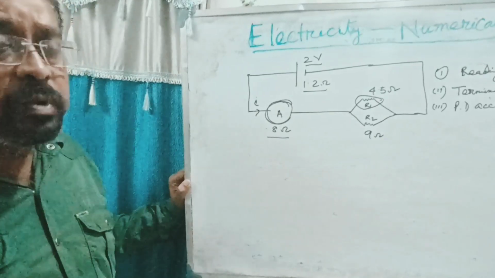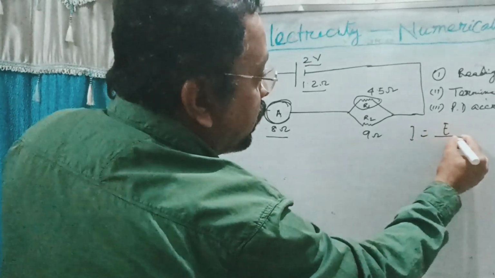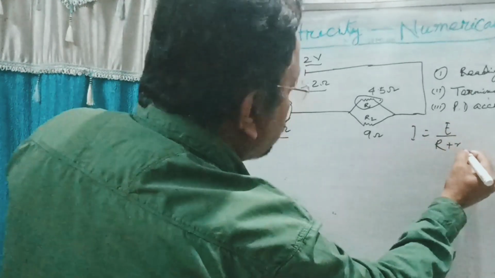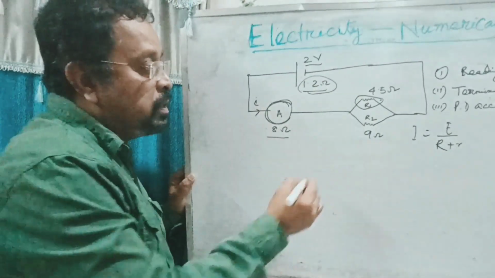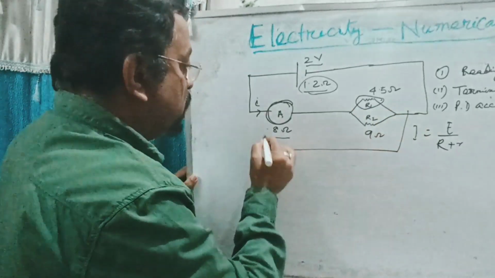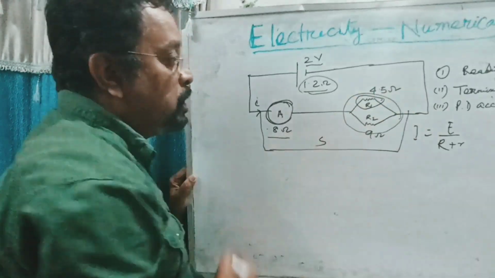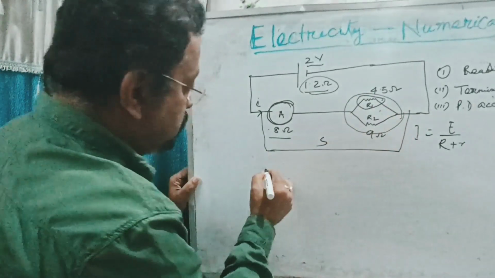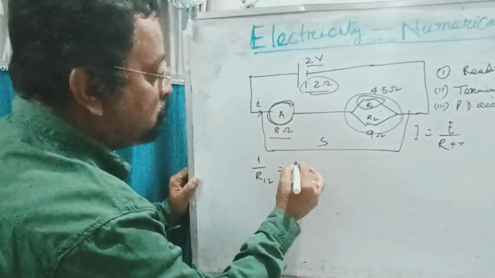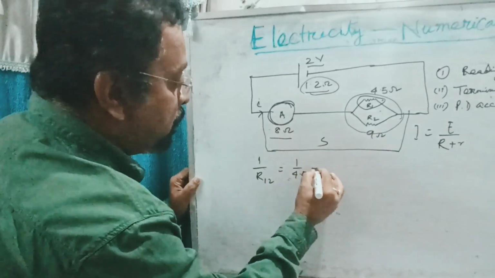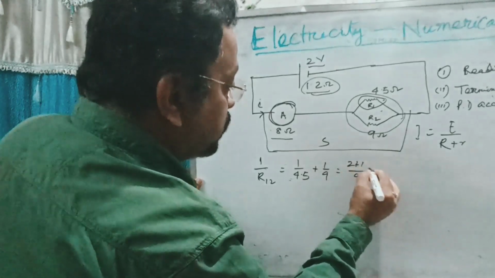So how will we find it? Which is the formula? The formula we will use is I is equal to E divided by external resistance plus internal resistance. We know the internal resistance is 1.2. So we have to find the external resistance. To find the external resistance, these two are in series connection and this is in parallel connection. So to find the value of this one, 1 by the equivalent resistance of R1 and R2 is equal to 1 by 4.5 plus 1 by 9. How much is it coming? 9. This is 2 plus 1, that is 1 by 3.